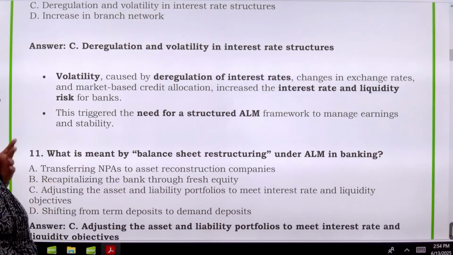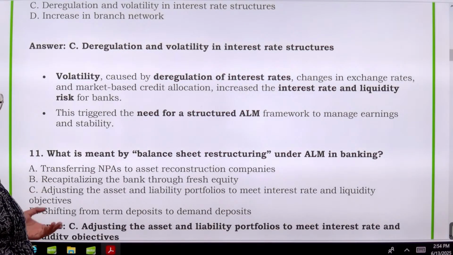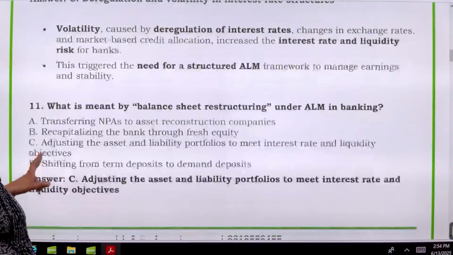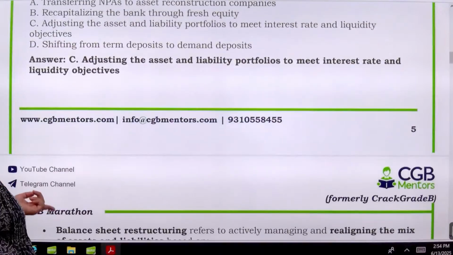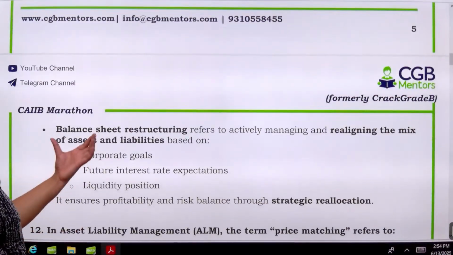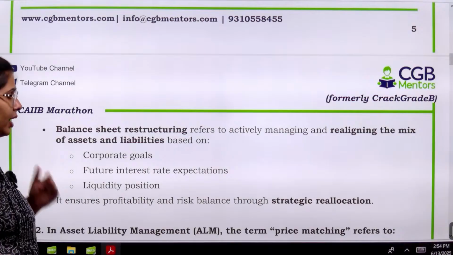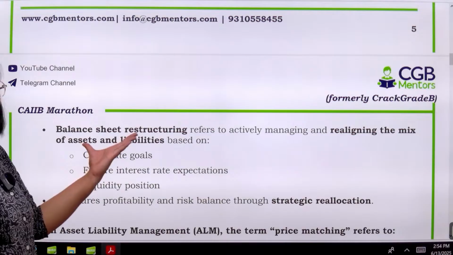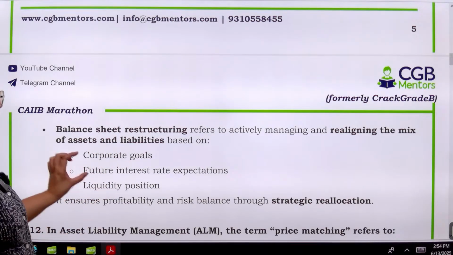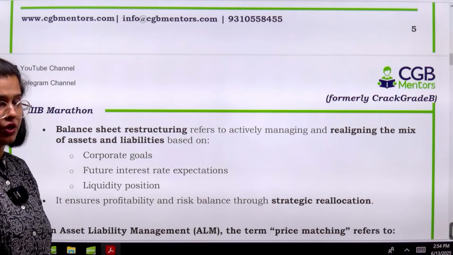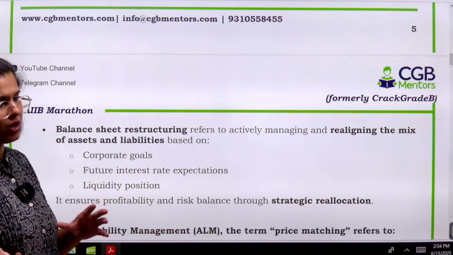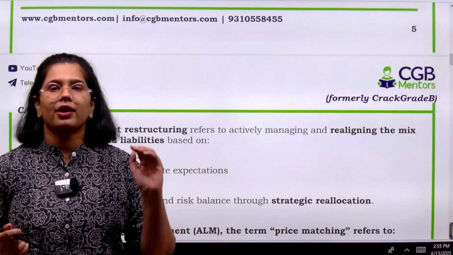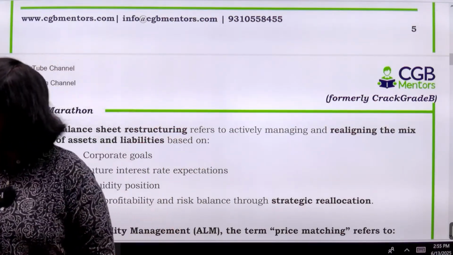Now, what is meant by the balance sheet restructuring? Balance sheet restructuring का मतलब होता है adjusting the asset and the liability portfolios to meet interest rates and the liquidity objectives, right? So, this is what is called a balance sheet restructuring. See this, actively managing and realigning your assets and liabilities based on what is your liquidity position, what is your future interest rate expectation. So, these are very important few points which are taken into consideration while restructuring your balance sheet. Restructuring balance sheet means reduction in some kind of liabilities, right? Increase in some kind of assets, increasing your investments, etc.